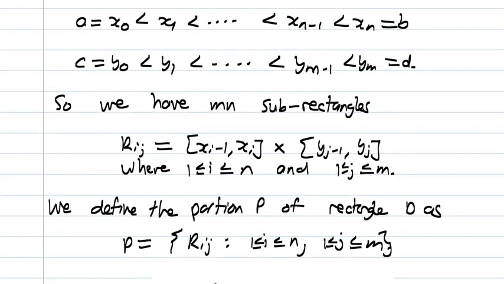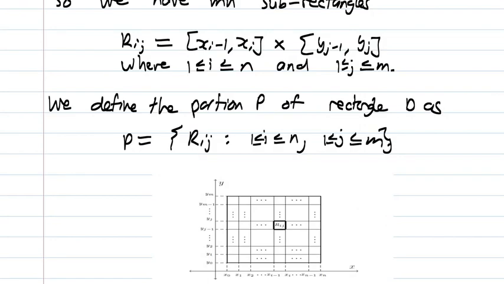So we denote it as P equals a set containing the mn subrectangles. The subrectangles will be Rij, where i is between 1 and n and j is between 1 and m. So you have n choices for i, m choices for j, and so you end up creating these mn subrectangles. Let's quickly have a picture to see what's going on here.